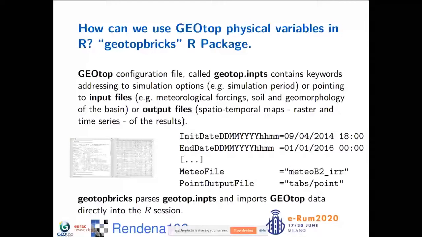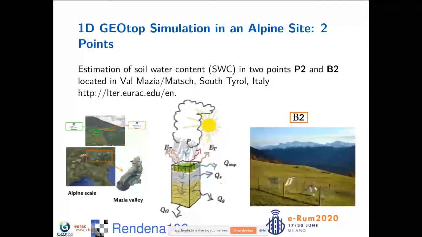of the results, which can be soil water content, snow depth, evaporation, or river discharge. These files have a syntax with a keyword and a value, and GEOtopbricks parses these files and imports the GEOtop data directly into the R session. So the package is an interface to use this kind of model.